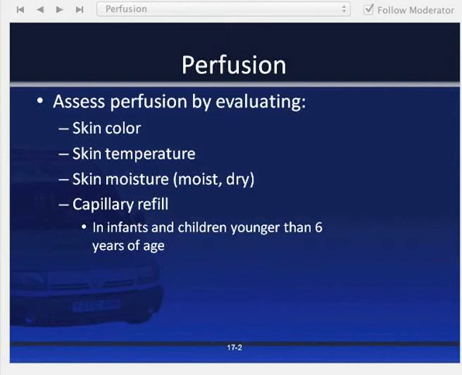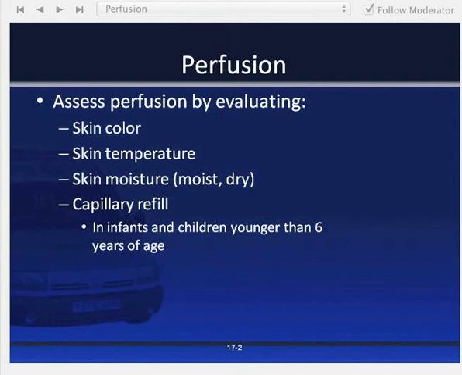When we are assessing skin color, we want it to be pink. Colors that it may potentially be include blue, which is cyanotic, maybe gray or ashen. It may be pale, which is white. Skin temperature: we want it to be warm. It could be hot, which is not what we're looking for. It could be very cool, which is not what we're looking for. And moisture: we generally want it to be dry. However, it may be very diaphoretic, which is moist, sweaty.